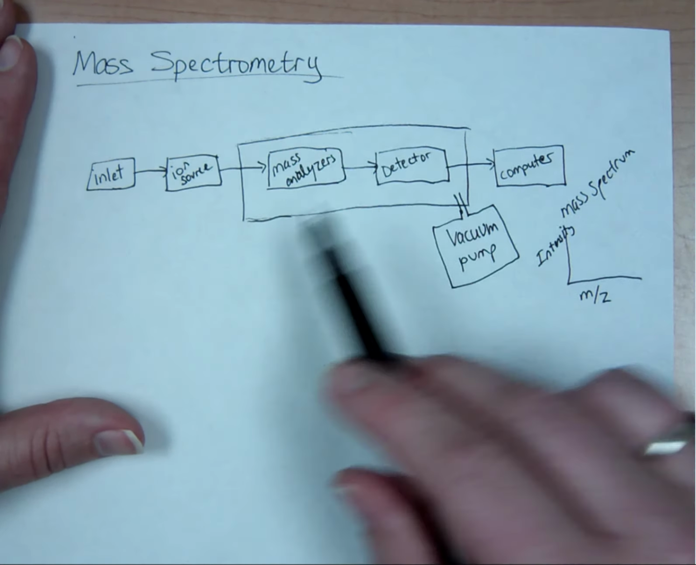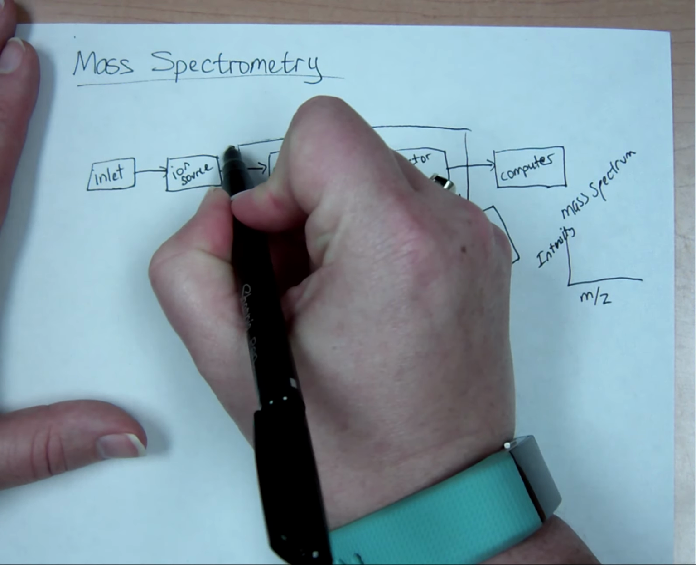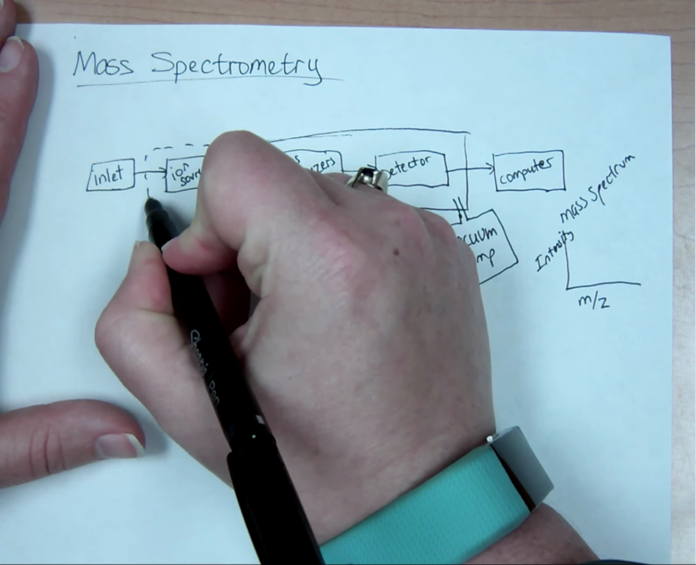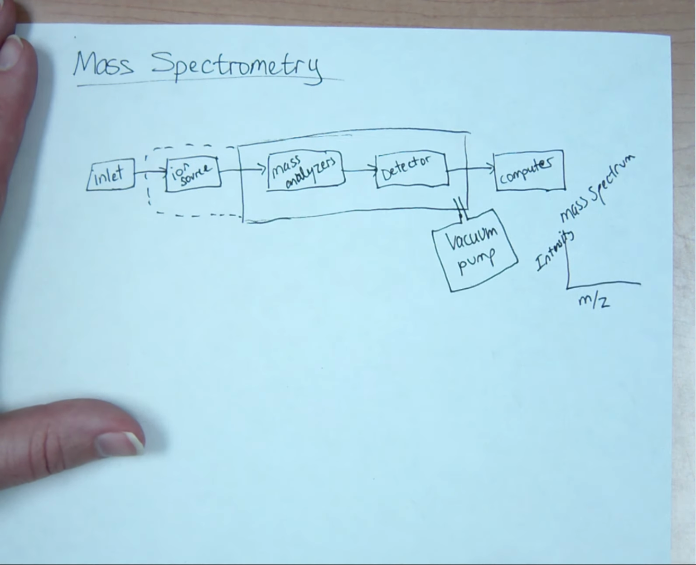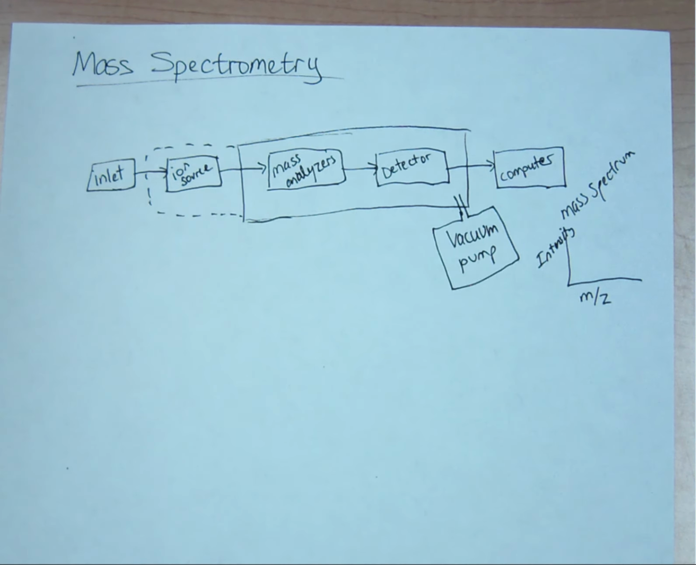Now, our mass analyzer and detector are pretty much always held under vacuum, and some of our ion sources are held under vacuum as well. So your inlet, possibly your ion source, more often your ion source than your inlet, are going to be under vacuum as well. Okay, so these are the basic parts to a mass spectrometer and what they do, and in later videos we'll dive into more depth about ion sources, mass analyzers, and detectors.